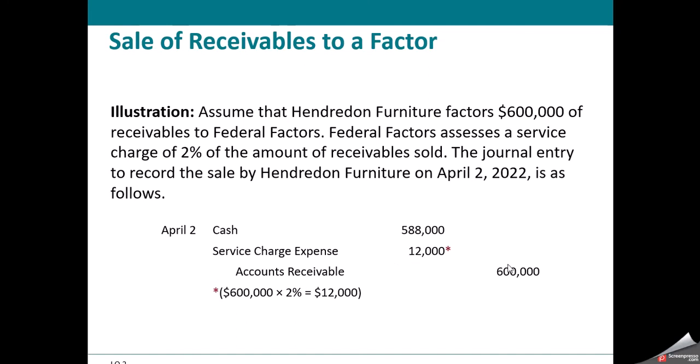We're going to reduce the accounts receivable for the full amount, and then we'll accept the cash for the difference. So again, we're taking a little bit of a cut in the cash, but we're doing that so we can have our cash right away.